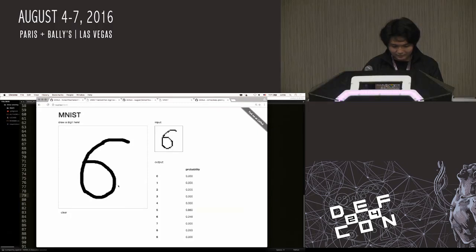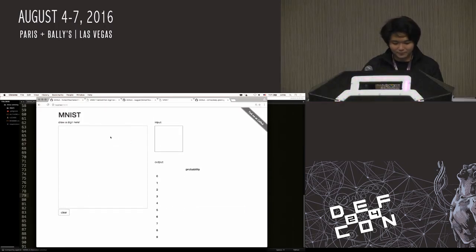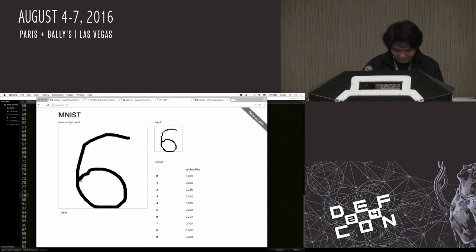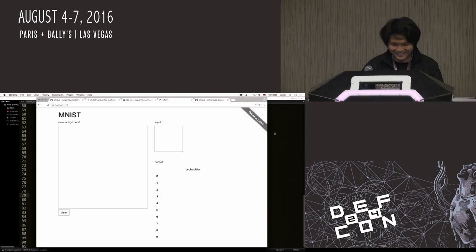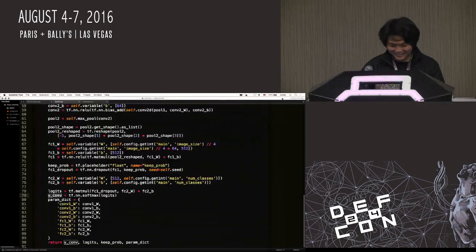Like a 6. Okay, so this is a wrong classification because it thinks it's a 5 with 0.886 confidence. Let's see if we can make it better. Nope. Never mind.